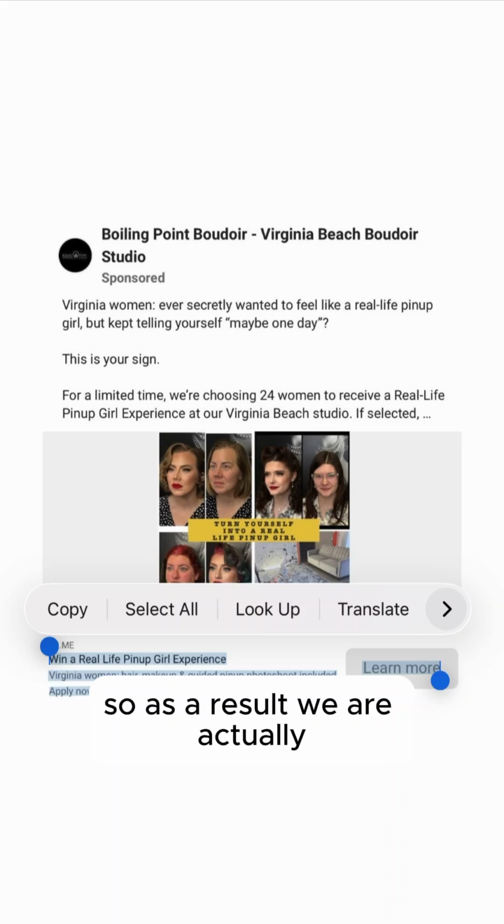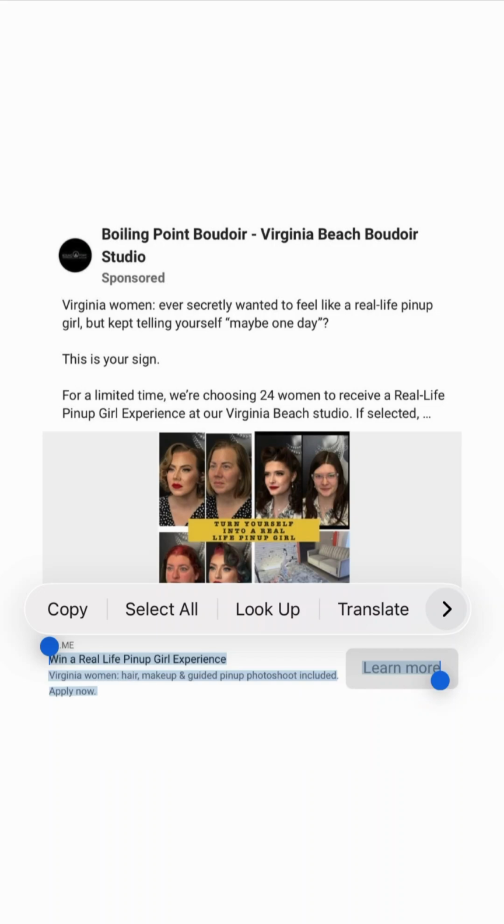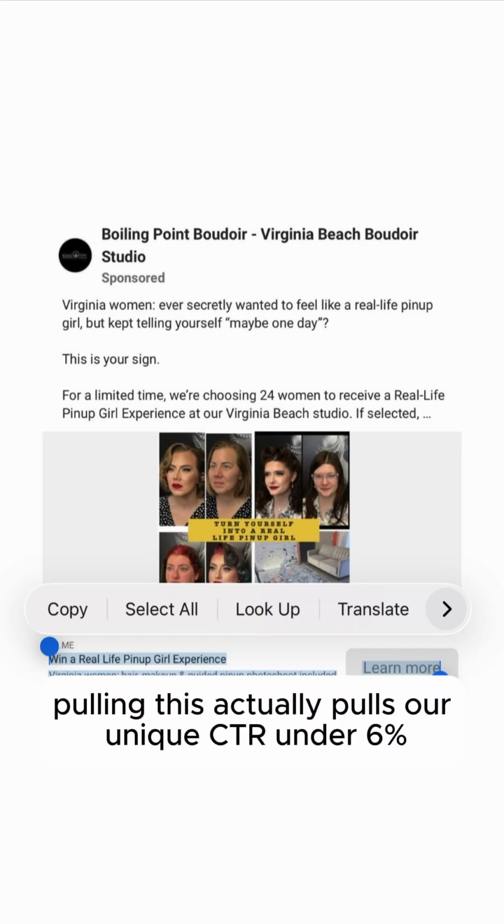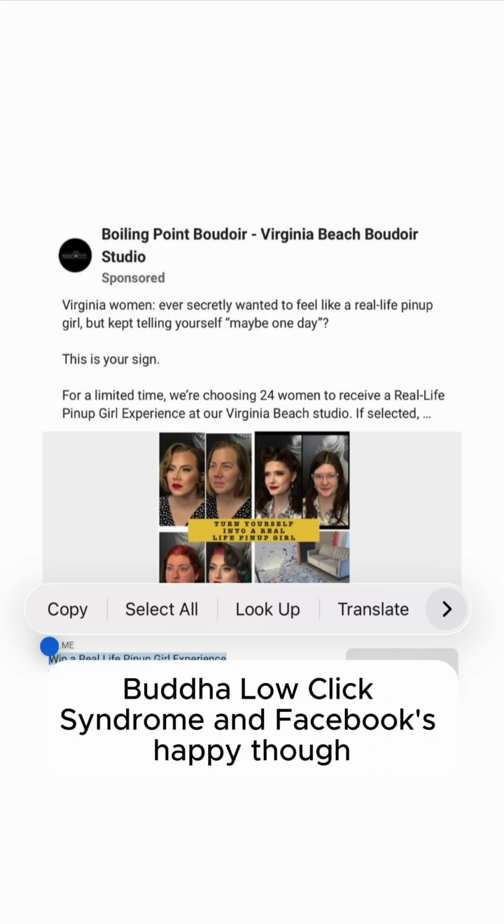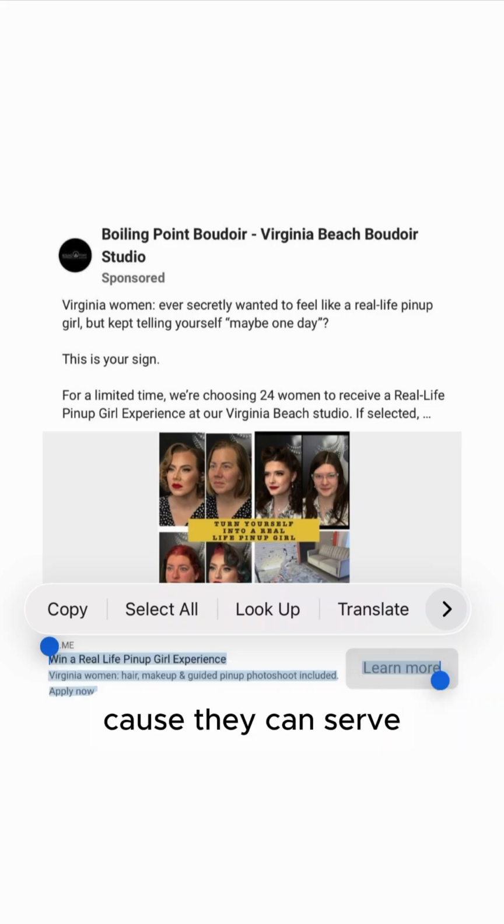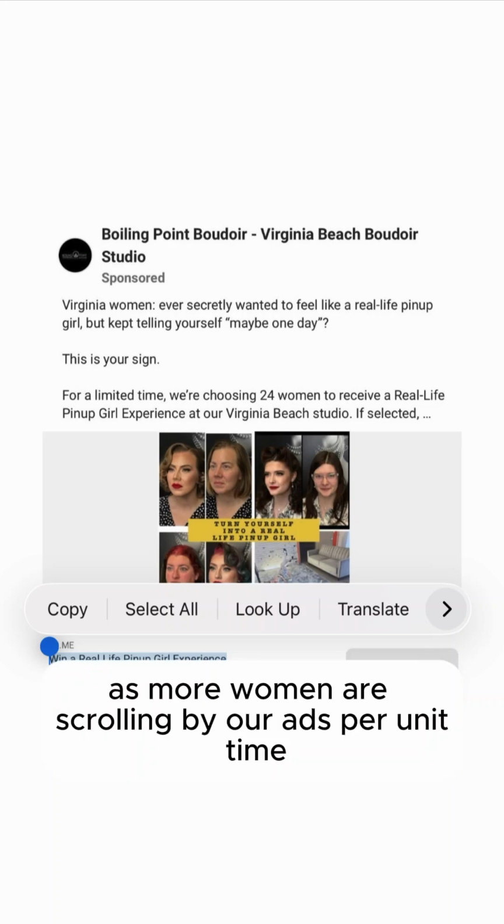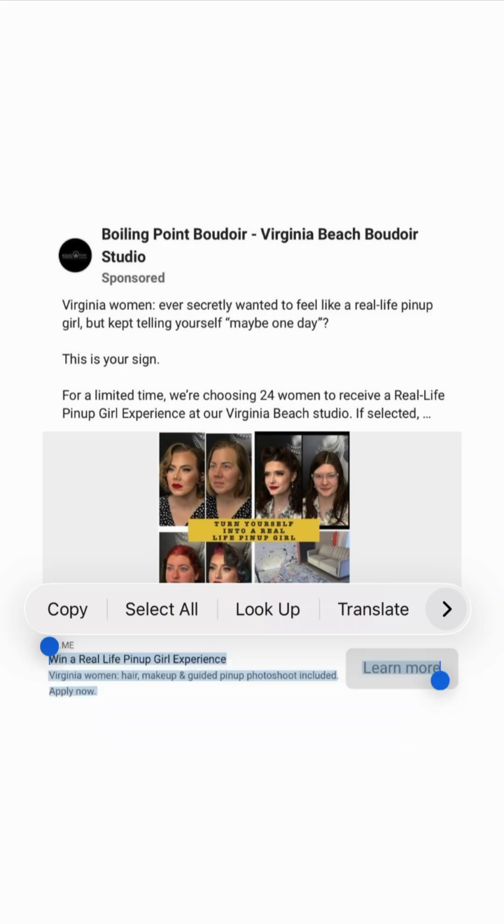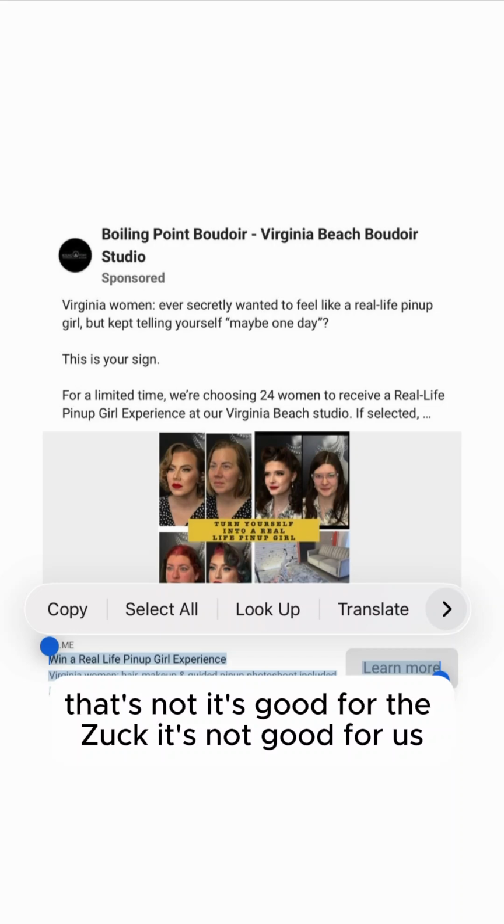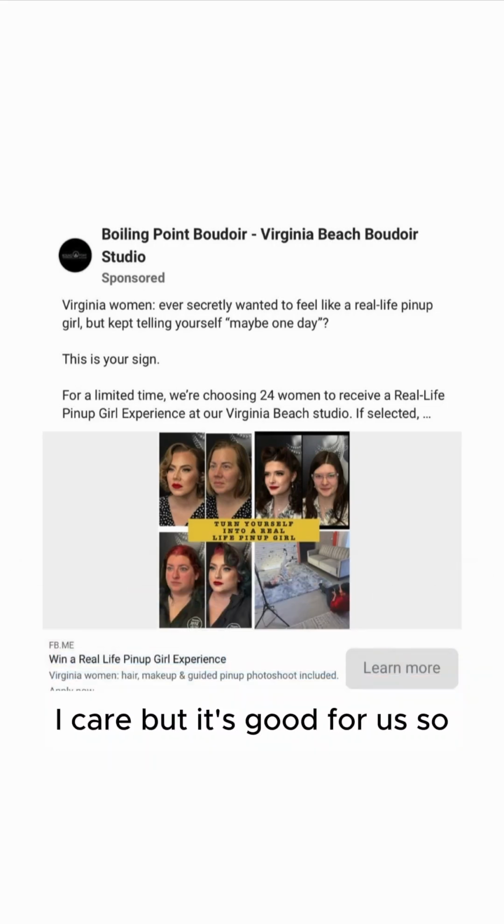So, as a result, this actually pulls our unique CTR under 6% and contributes to BLCS, Boudoir low-click syndrome. And Facebook's happy though, because as more women are scrolling by our ads per unit time, that means Facebook can serve more ads per unit time. So the Zuck is happy. It's good for the Zuck, it's not good for us.